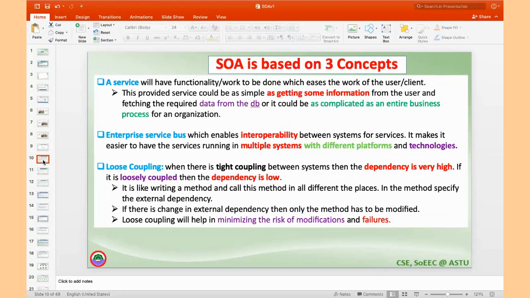So as we already discussed SOA, let us go through those three one by one. What is a service? A service is nothing but a functionality or work to be done, like a simple function in object-oriented programming. A service should be as small as possible for reusability purposes, just to read the data, write the data, update the data, something like that.